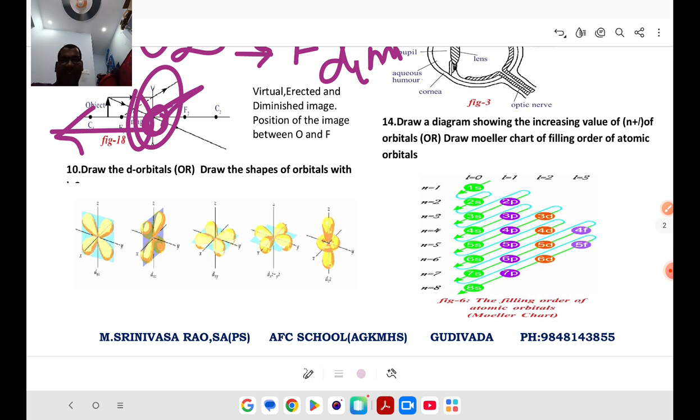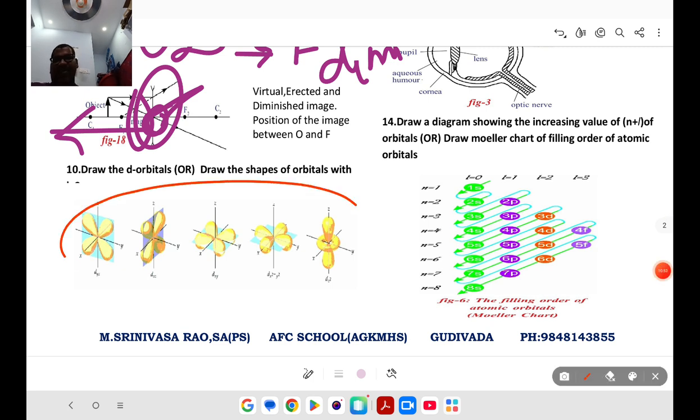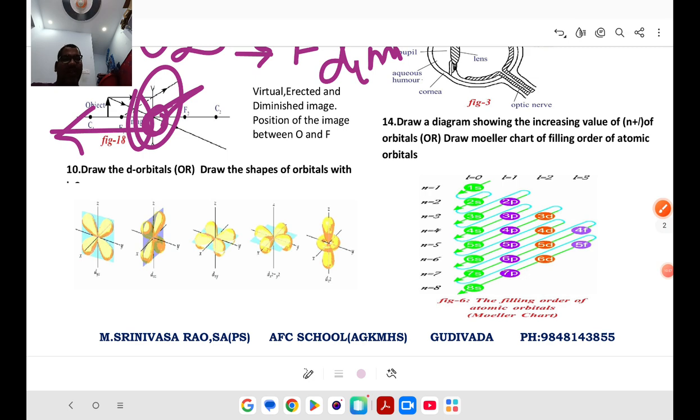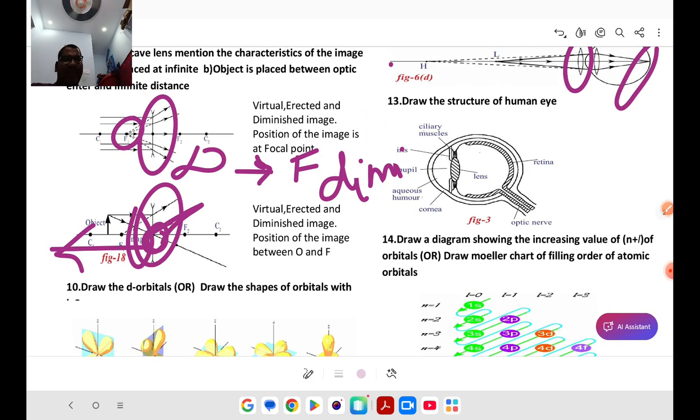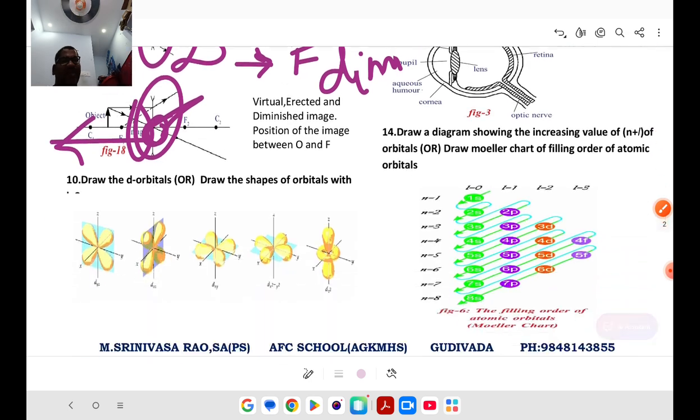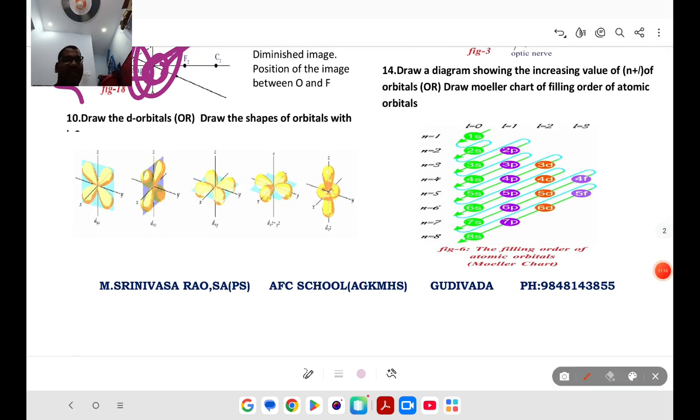Now draw the d orbital shapes. It's directly from the question paper textbook, you can do it already, right? And draw the diagram of the eye, which is also given in your textbook, you can do it directly. And the same way you have to draw the diagram for Moeller's chart. This is very important, it is from the 6th lesson, learn it from your textbook. Don't forget to draw clear lines, right?